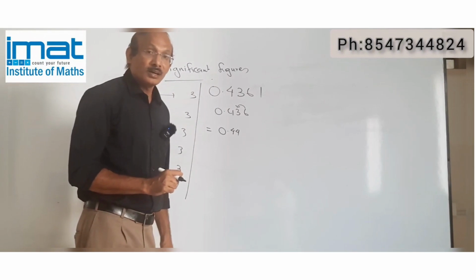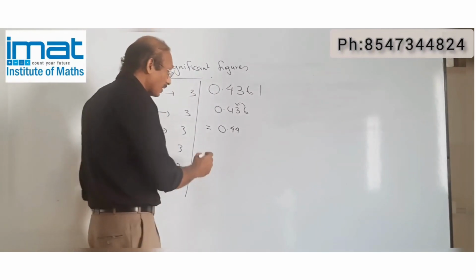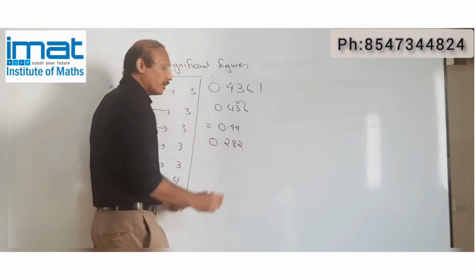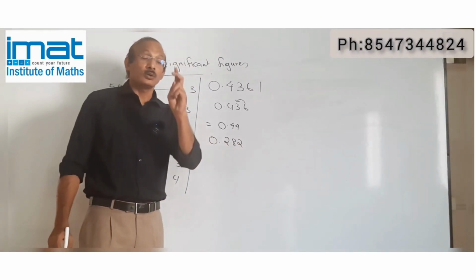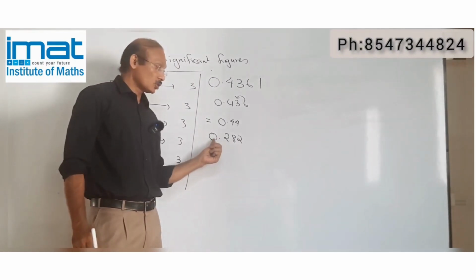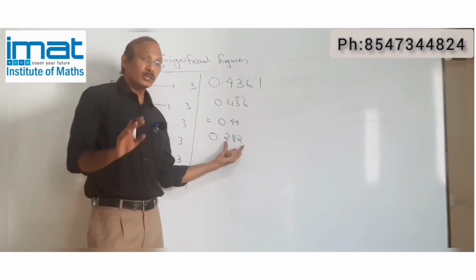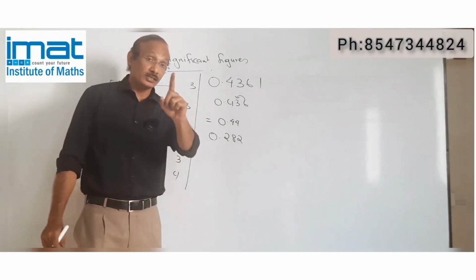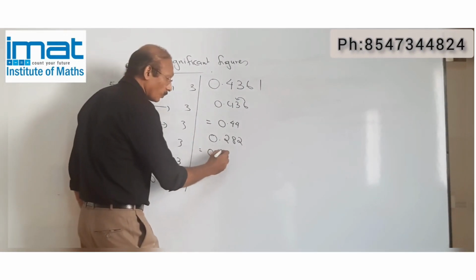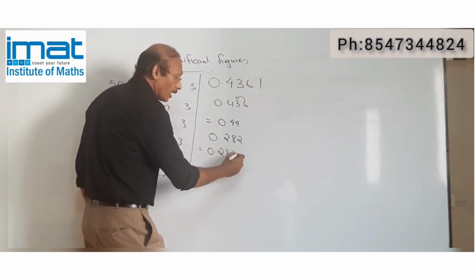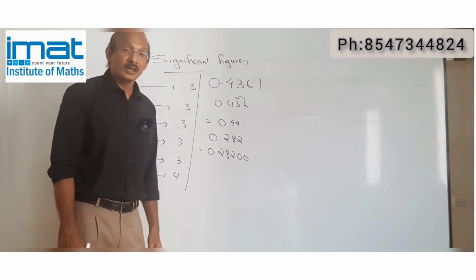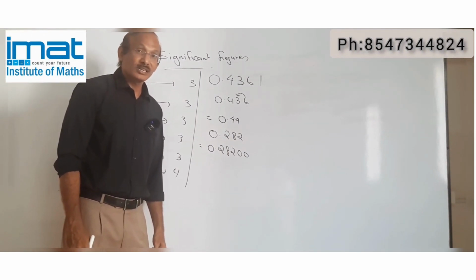I hope you have understood. Now I give you another question, 0.282. Now I am asking you to say this answer correct to 5 significant figures. You know that zeros before are not counted and there are only 3 significant figures, and your answer is up to 5. So what will you do? This will be equal to 0.282, add 2 more zeros. This is your answer. I hope you have understood about significant figures.